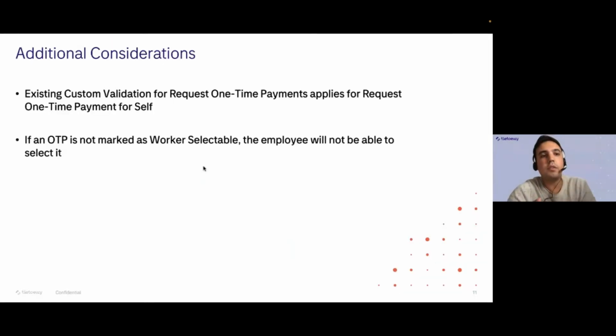So an additional consideration you have for this feature is that the existing custom validation that you may have for request one-time payments, they apply for request one-time payment for self. So you need to pay attention to that and maybe make a change in your existing custom validation if they don't apply for request one-time payment for self. And as mentioned, if a one-time payment is not marked as a worker selectable, the employee is not able to select it when they are requesting a one-time payment for self.